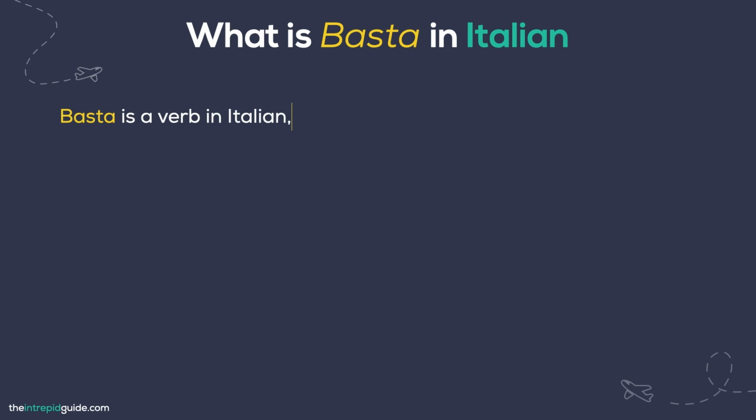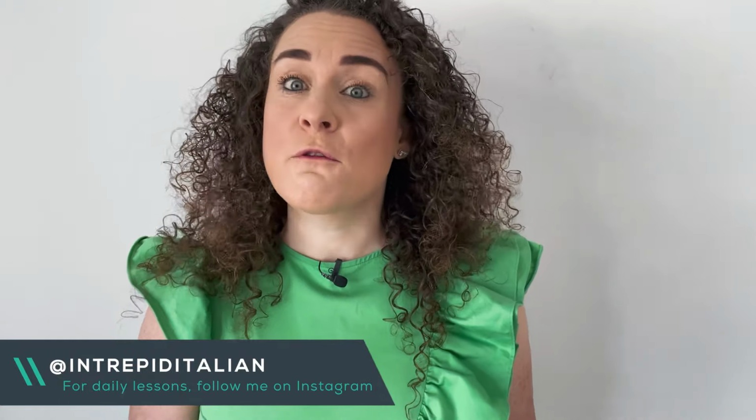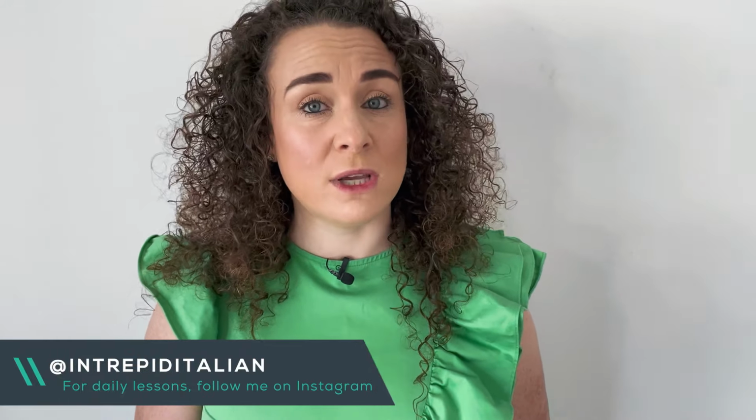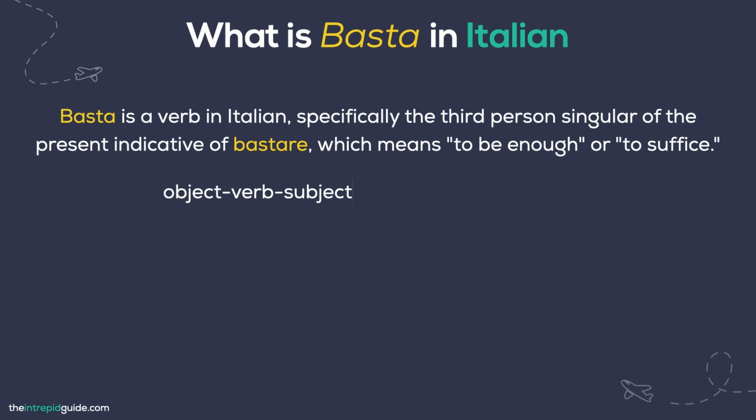So what does basta mean in Italian? Well, technically speaking, basta is a verb, specifically the third person singular of the present indicative of bastare, which means to be enough or to suffice. It functions a bit differently from other verbs, much like the tricky piacere, to like, and it usually follows an object, verb, subject structure rather than the more traditional subject, verb, object sequence.